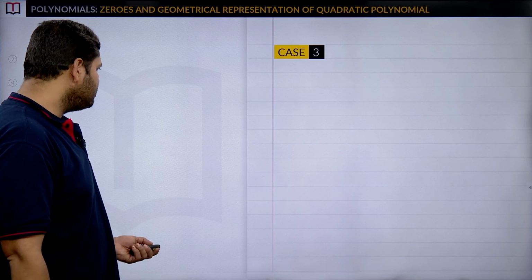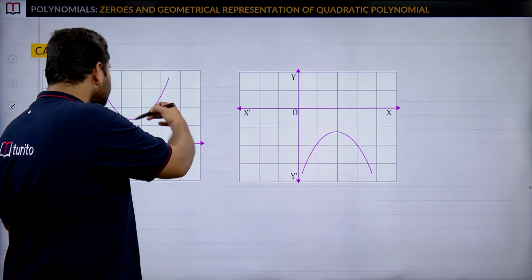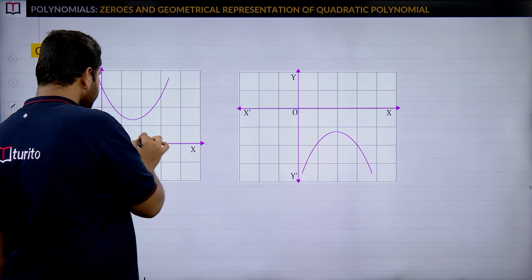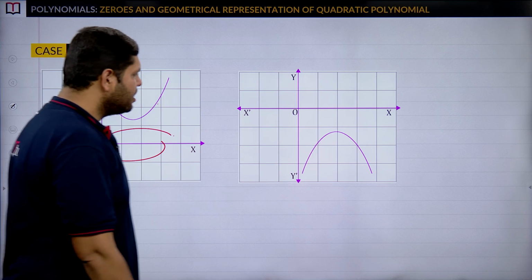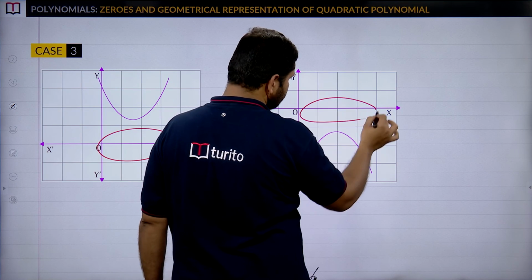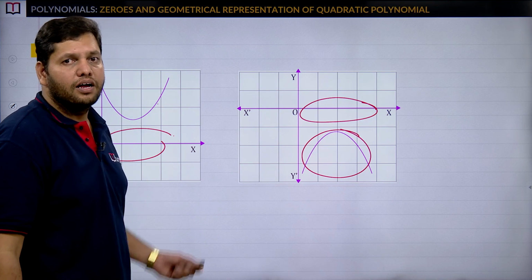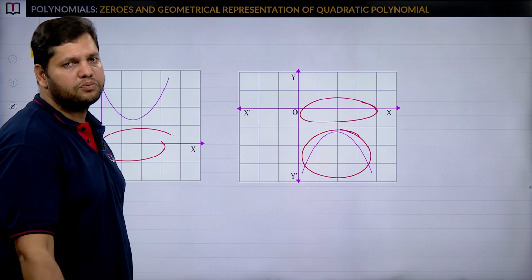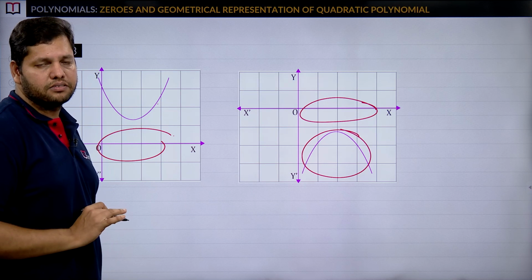And the next case, children, the third case. In the third case, the curve will not intersect the x-axis. See, the curve is not intersecting the x-axis. There is no intersection point between the curve and the x-axis. And here also there is no meeting point between the x-axis and the curve. So what do we conclude, children? The number of zeros is not possible. We can say the zeros of the quadratic polynomial do not exist.